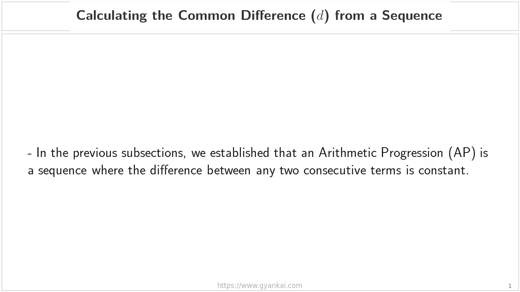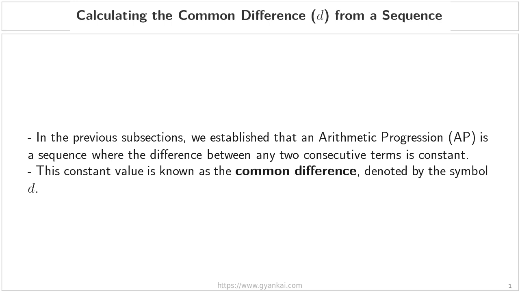Welcome, everyone. Let's begin our lesson on calculating the common difference from a sequence. To start, let's take a quick look back at what we have already covered. In our previous lessons, we established the fundamental definition of an arithmetic progression, or AP for short. We learned that an arithmetic progression is a specific type of sequence where the difference between any two consecutive terms remains constant throughout the entire list. Because this difference never changes, we refer to it as the common difference. And in mathematics, we denote this value using the lowercase letter d.